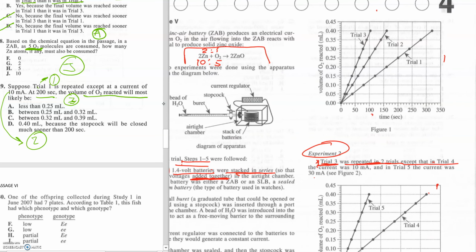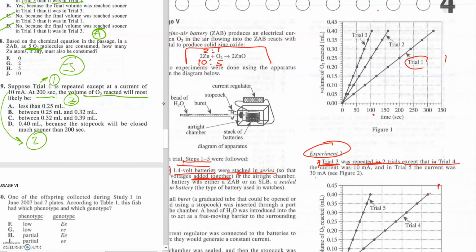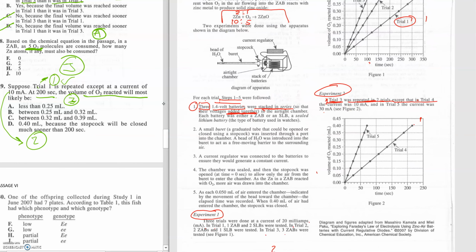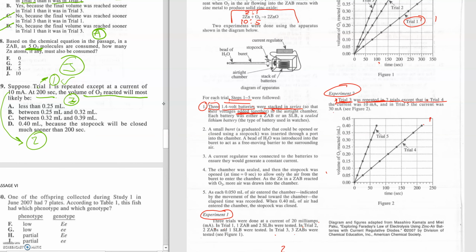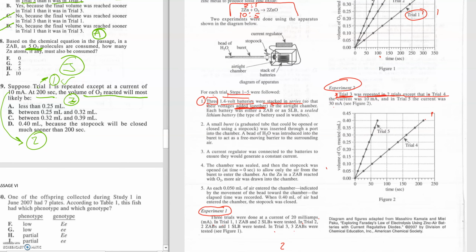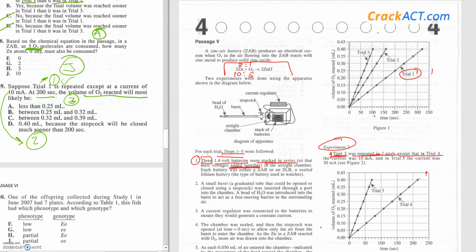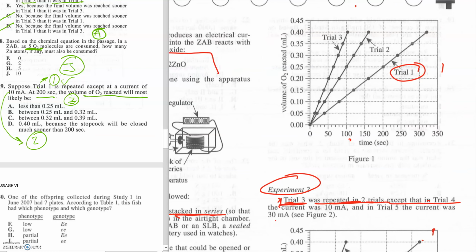Trial 1 is here. So we've found trial 1, we've done step 1. The second part, we're looking at except at a current of 10 milliamps. This graph doesn't tell me anything about milliamps, so once again, what does it mean? I just have to go back and read what the experiment says. It says that 3 trials were done at a current of 20, okay, and we only have 10. All right, so this is at 20 milliamps.